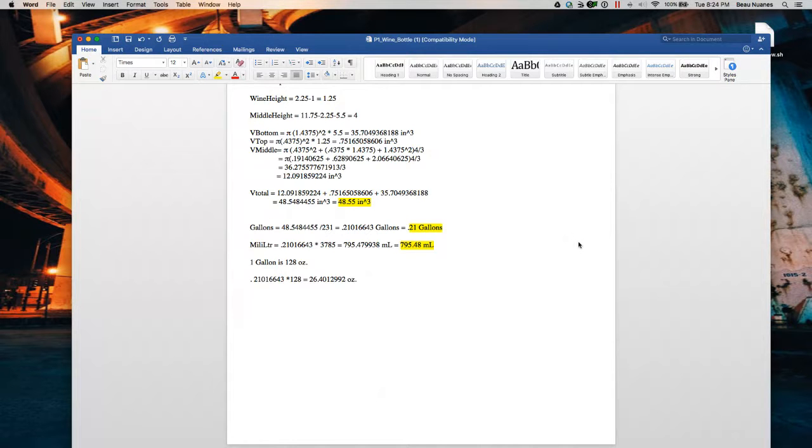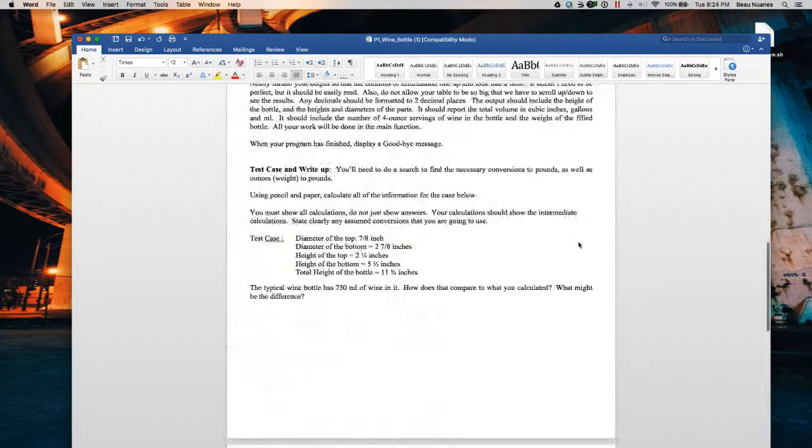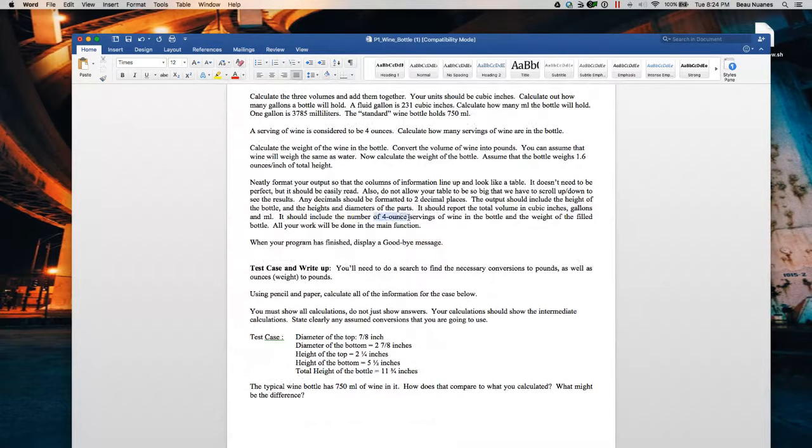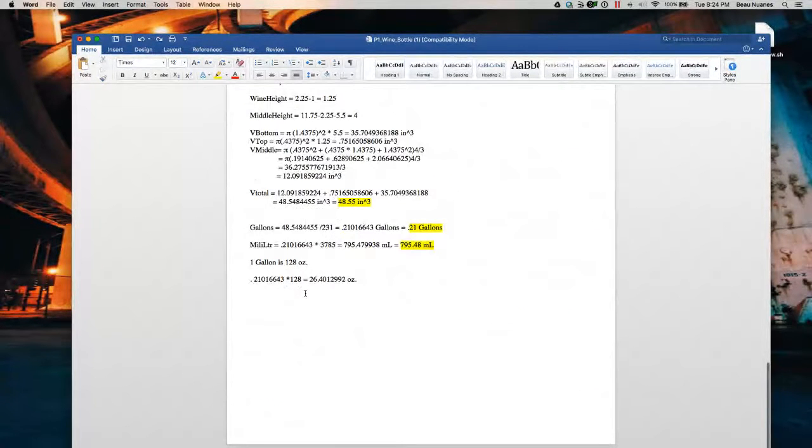Okay, and then from the spec, a serving of wine is considered to be 4 ounces. So how do we figure out how many of those? We just take that number divided by 4, right? That divided by 4 ounces gives us servings. So that should give us 6.7253248. And if we just do 2 decimal places, that is 6.73 servings in this bottle.